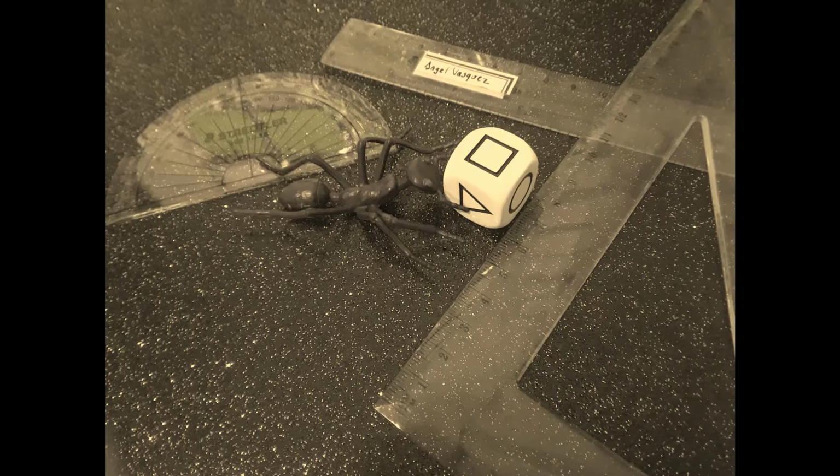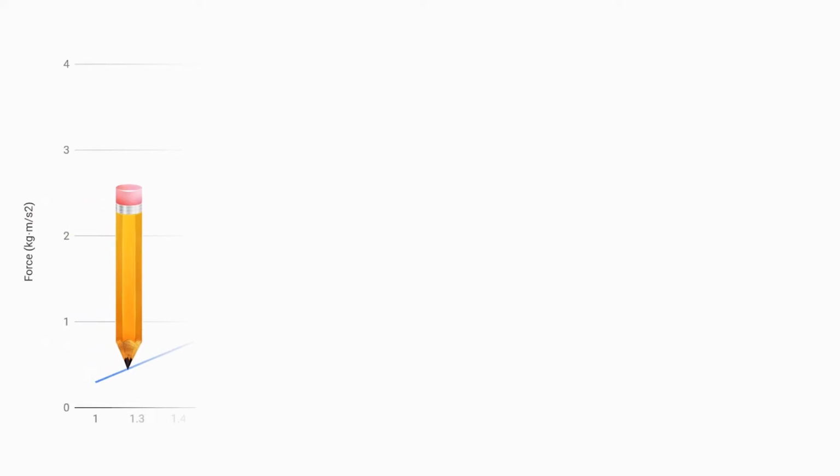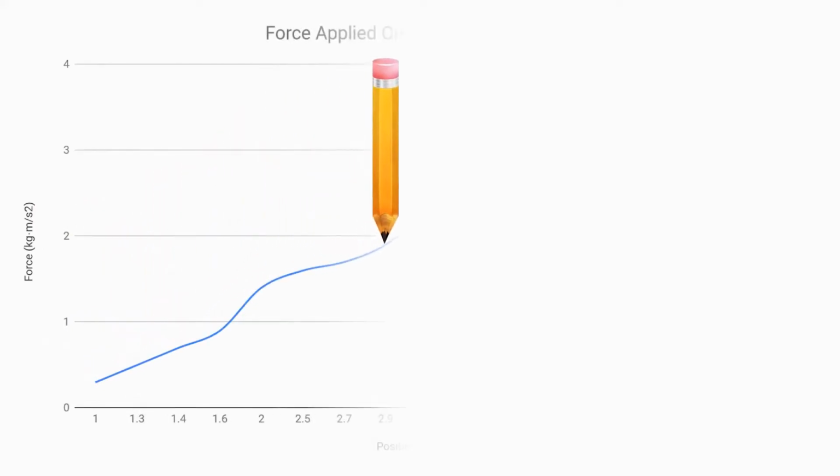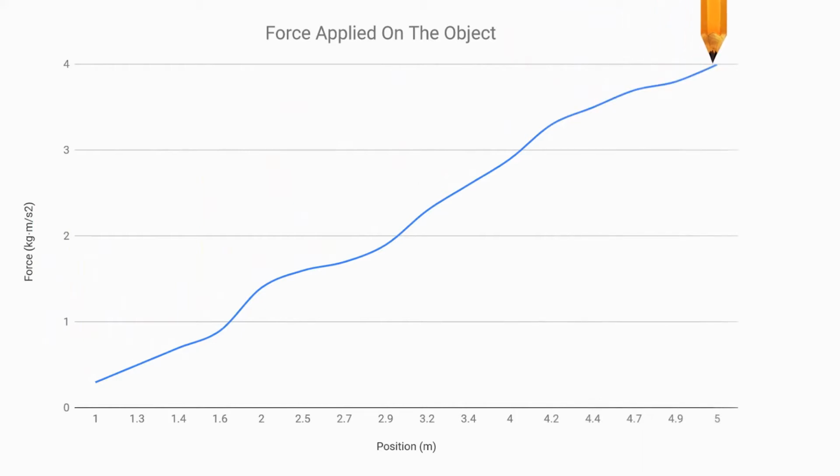Imagine that, using precise measurements we have collected, we design a function that relates the force being applied on the object to its position. Then, we graph this equation, labeling the magnitude of the force being applied on the y-axis and the object's position on the x-axis.